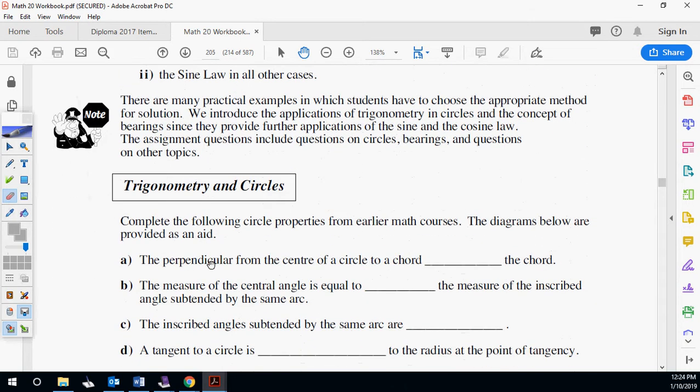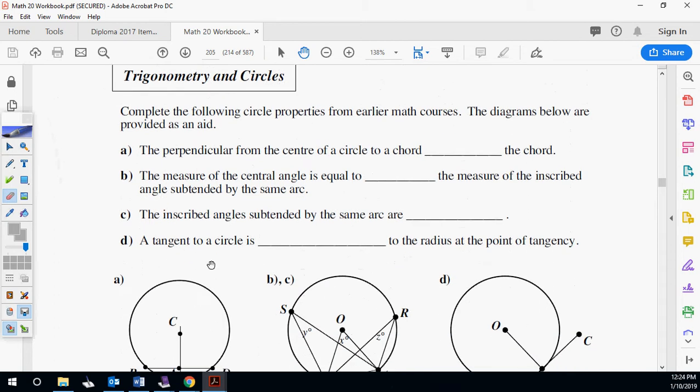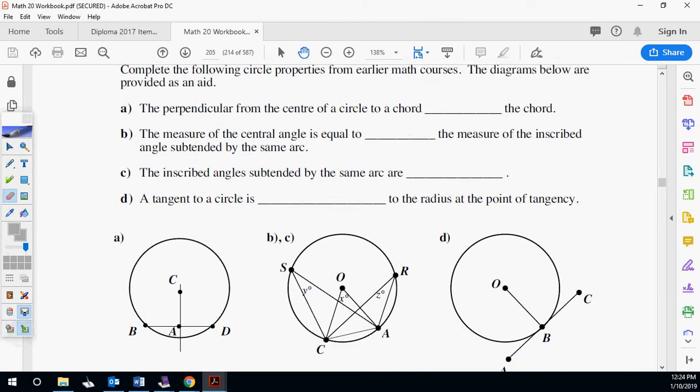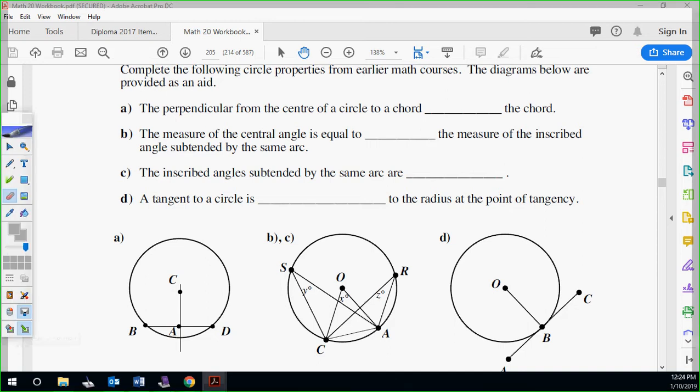There are many practical examples we can go through. We're going to talk about a couple things before we do that. Just a little bit of circle vocab to make sure you know what it's talking about. A, the perpendicular from the center of a circle to a chord does what to the chord? A chord is a line across a circle that's not your diameter. So they just call those chords.